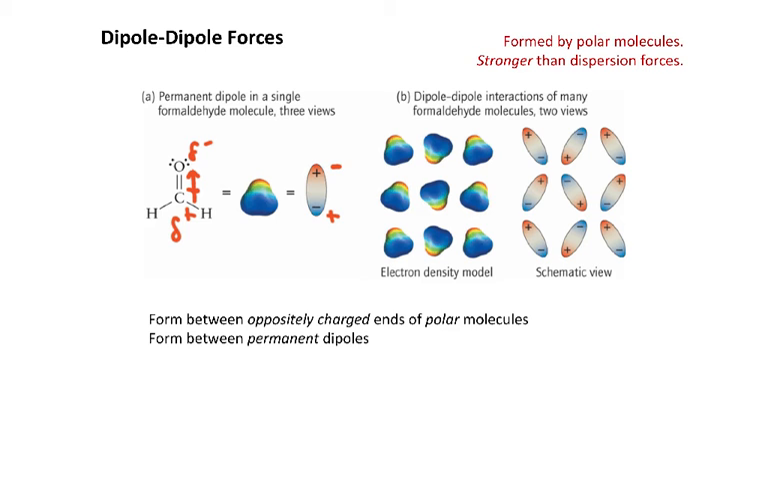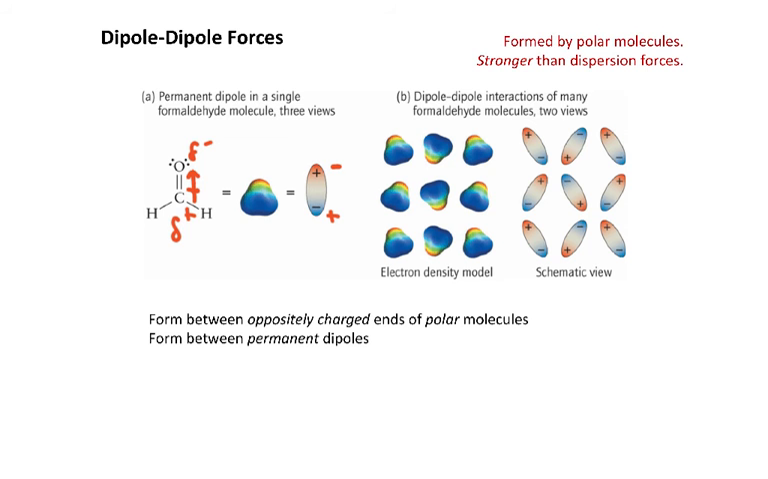So then when a number of formaldehyde molecules are around each other, they will align themselves in such a way that the plus and negatives are next to each other. So the oppositely charged ends of polar molecules are attracted to each other because they're permanent dipoles. They are called dipole-dipole forces, and they are stronger than dispersion forces.